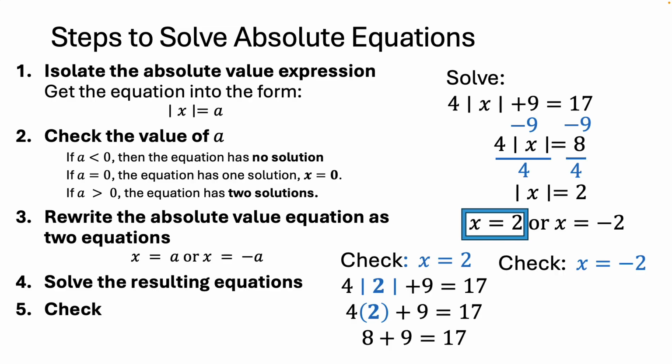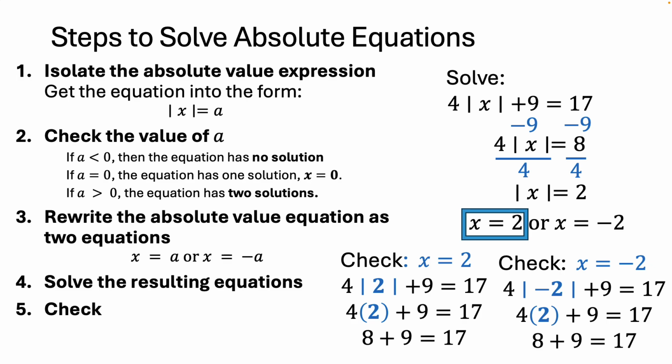2 is a solution to our original equation. Now let's check x equals negative 2. Let's plug that into the original equation. This would give us 4 times the absolute value of negative 2 plus 9 is equal to 17. The absolute value of negative 2 is 2. So once again, this would be 4 times 2 plus 9. Is that equal to 17? Once again, we end up with 8 plus 9 is equal to 17. That does check out. That is true. So we know x equals negative 2 is a solution to our equation.